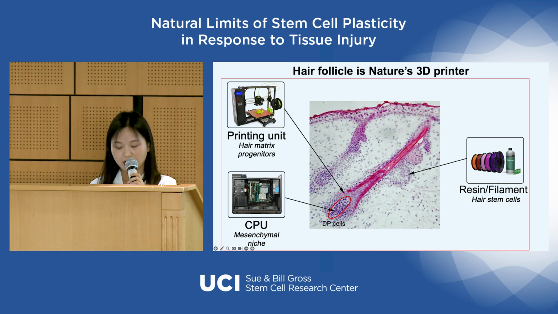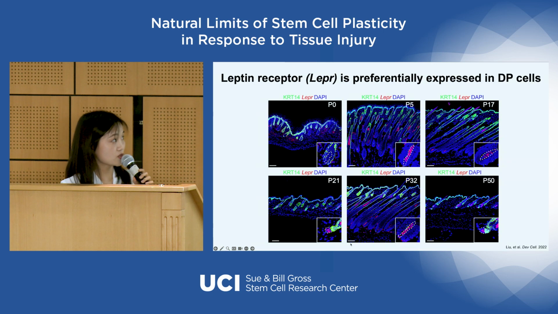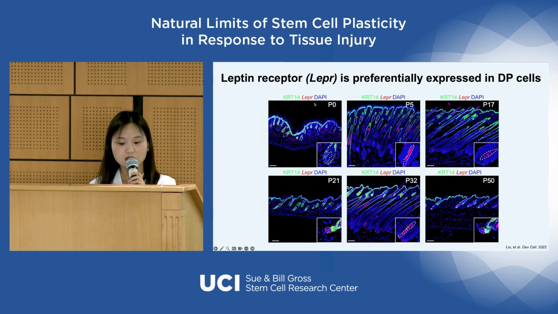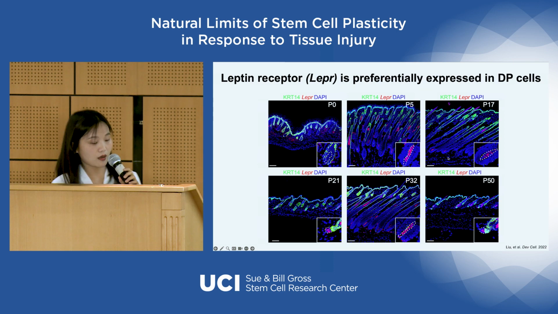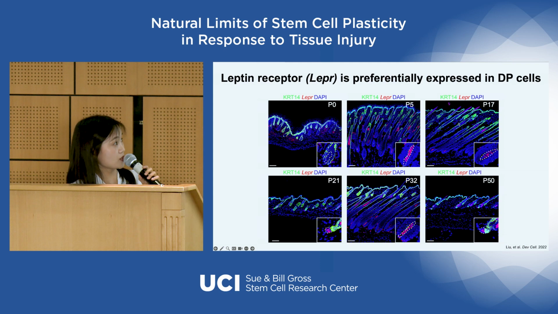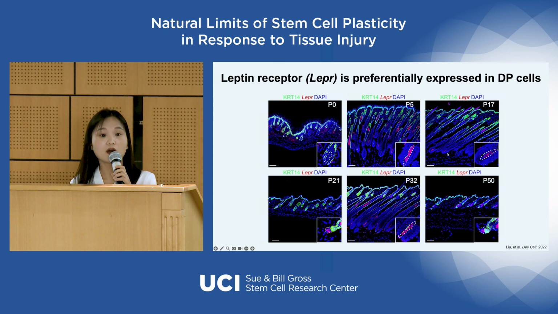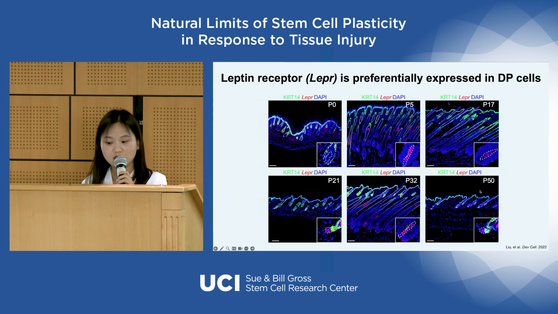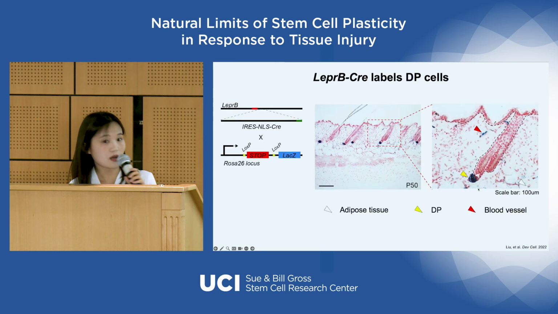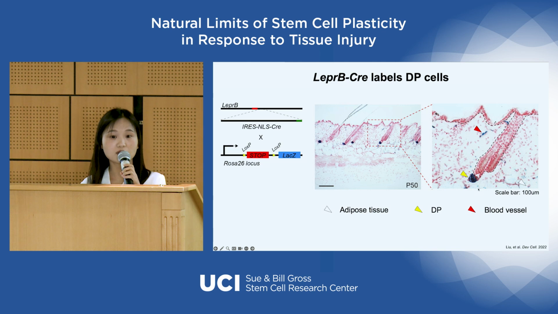So what we found in the lab is that the gene called leptin receptor, in short LEPR, is preferentially expressed in the DP cells. As you can see here, the red color indicates the mRNA expression of the LEPR gene. They are mainly in the DP cells. So this suggested that LEPR can be a marker gene for DP cells. Then we wondered if we can use a genetic tool based on the LEPR gene to label DP cells.